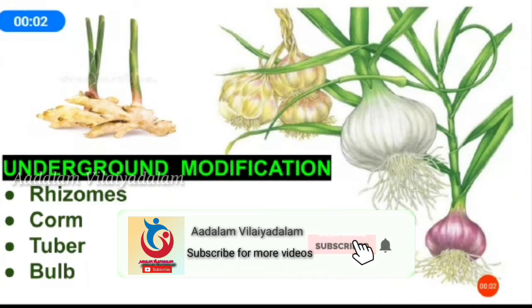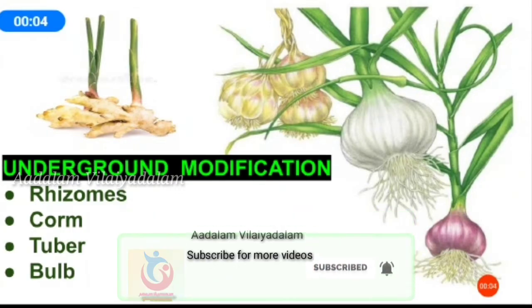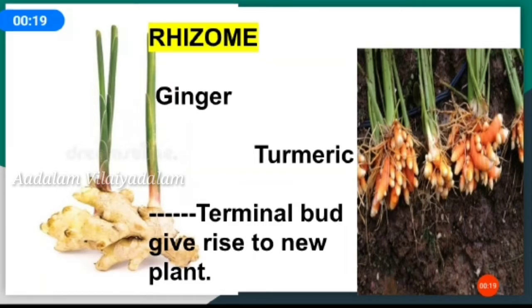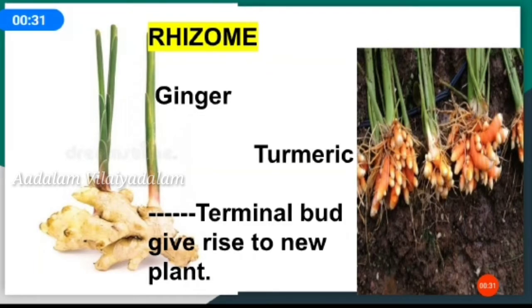Now let us see underground modifications in stem. First, rhizome. Rhizome is an underground stem. Ginger and turmeric are the rhizomes. These are thick stems with nodes and internodes. It contains terminal buds. In ginger and turmeric, we can see some bud-like structures. These are terminal buds. These buds give rise to new stem and leaves.